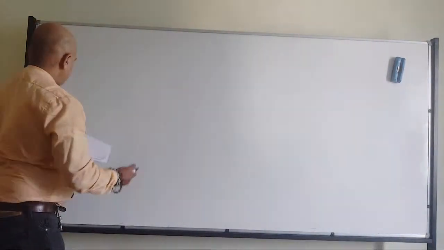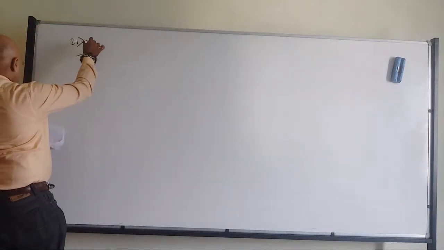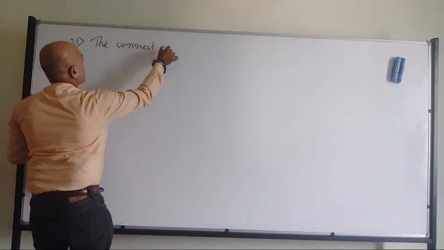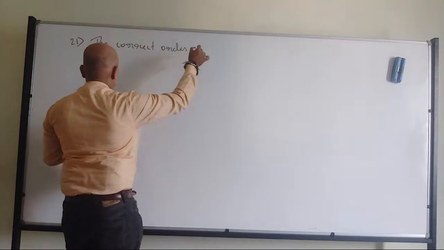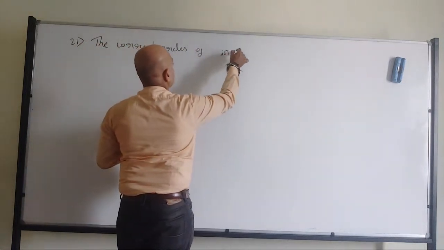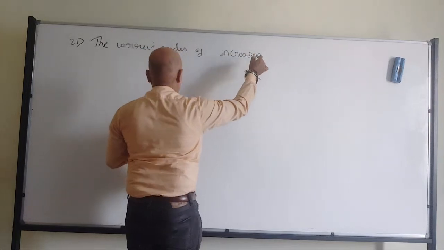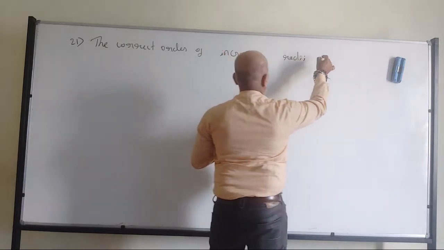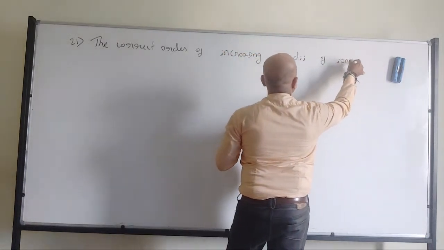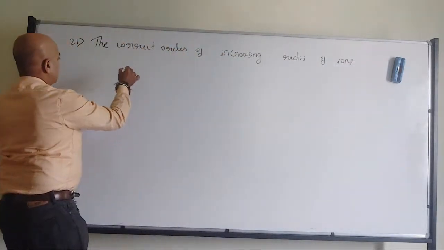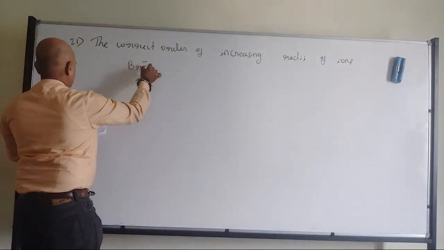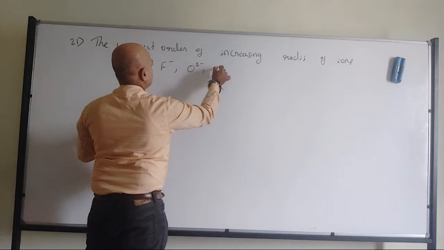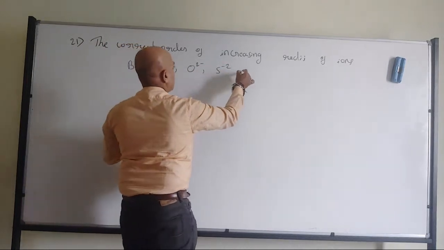Question number 21. The correct order of increasing radii of ions, bromide, fluoride, oxide and sulfide, is as follows.